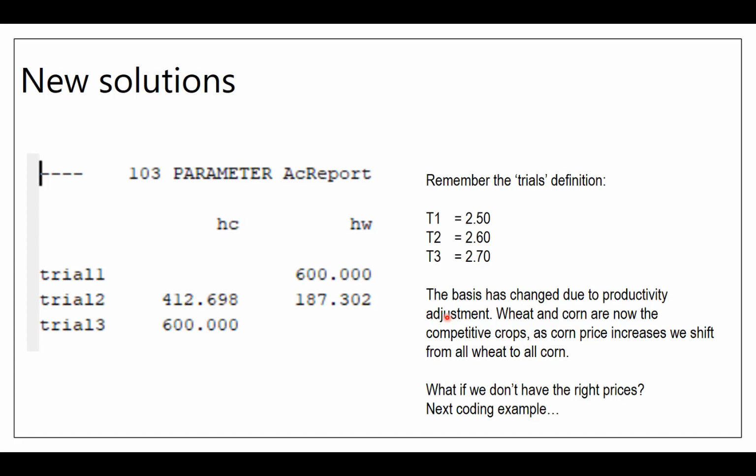Okay, so there's lots of things going on. What if we don't have the right prices? Well, we're going to save that for our next lab period coding example, where I'll show you how to efficiently run just a ton of experiments at once using a loop and recording all the values. And so it makes it so that you don't have to sit there and cut and paste all of those. But we'll save that off for the next one.